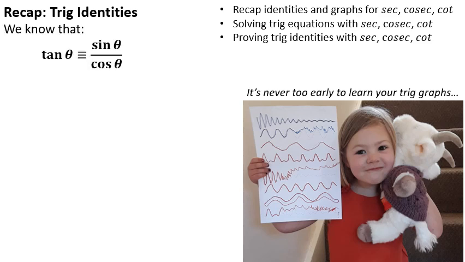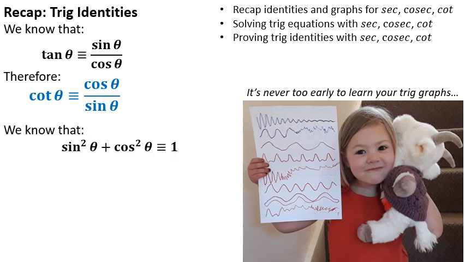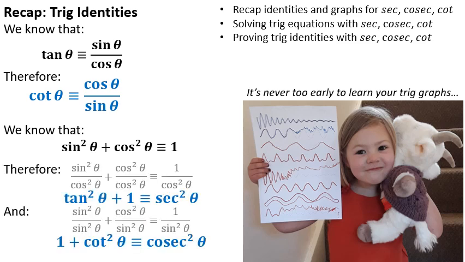So a quick reminder, we know that tan can be written in terms of sine and cos. As a result, we can generate a similar identity involving cot theta. It's the reciprocal of tan, therefore instead of sine over cos, cos over sine. We can also start with sine squared plus cos squared equals 1, and by dividing through by either sine squared or cos squared, we can generate tan squared plus 1 equals sec squared, or 1 plus cot squared equals cosec squared.